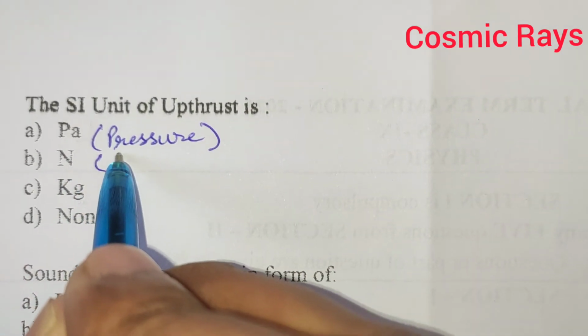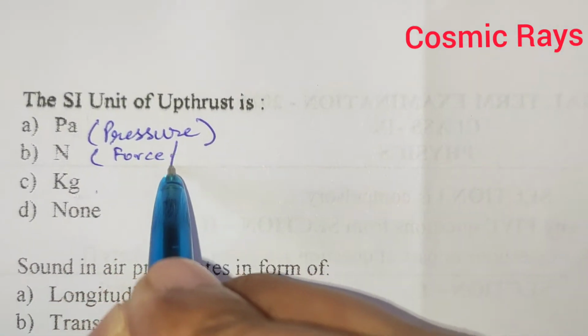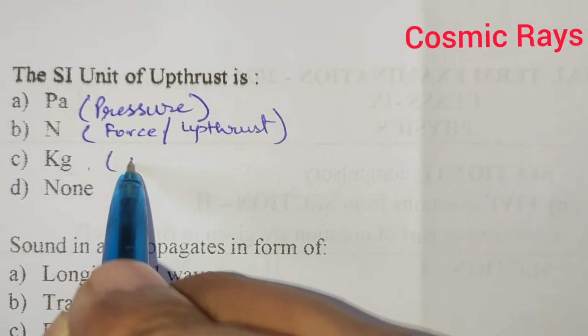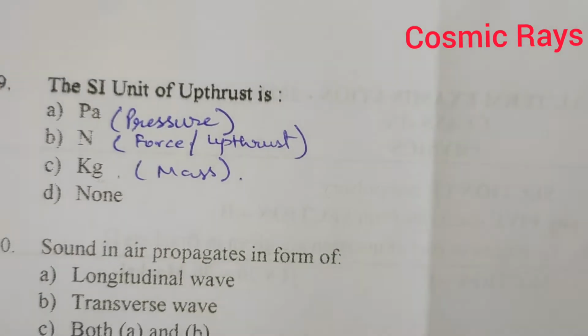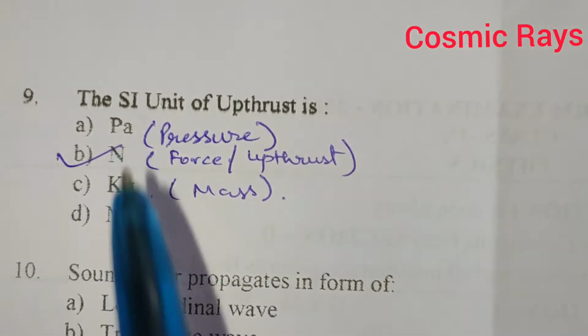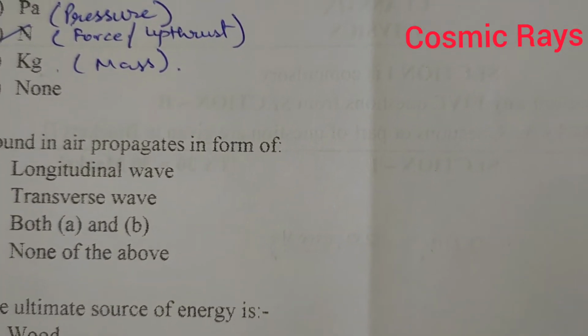Newton is for force or upthrust, and kg is for mass. So they have asked about the SI unit of upthrust. So we know that that is option B, that is Newton.